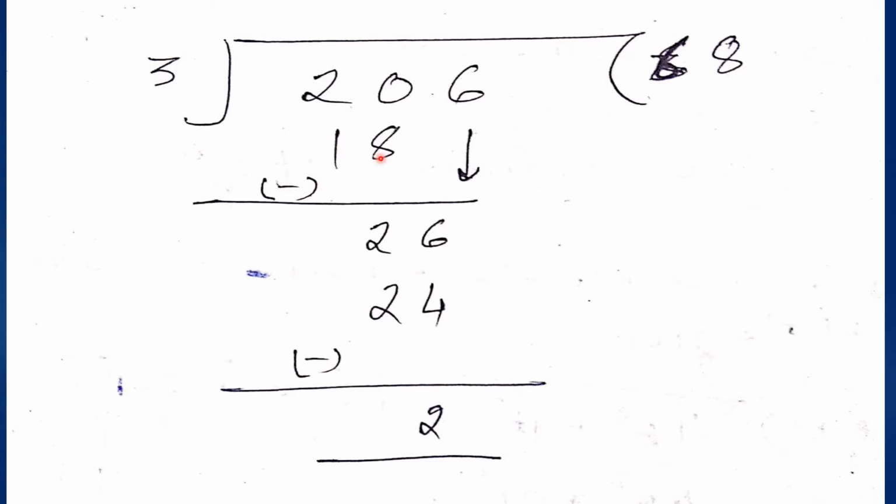What we do after this, we change the sign of this. As it was plus, I make it minus, then we subtract these two, and we get 2 as a remainder. After this, we bring this 6 downwards. Now we have 26. Again 26 doesn't come in the table of 3, so we have taken 3 8s are 24. Again 24 is positive, so we will change the sign to negative. So we have got 2 as remainder.